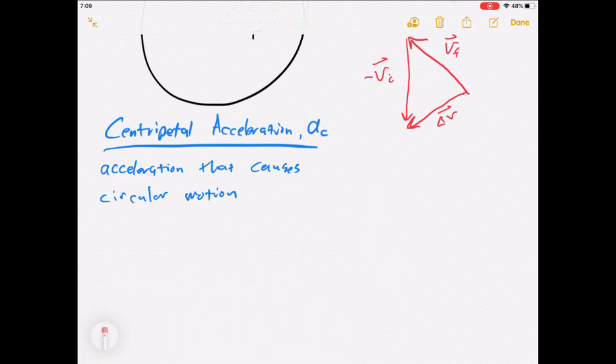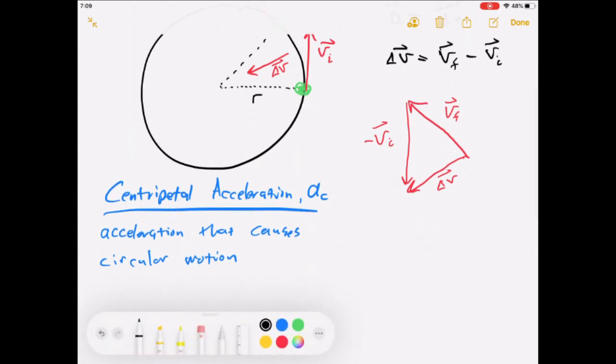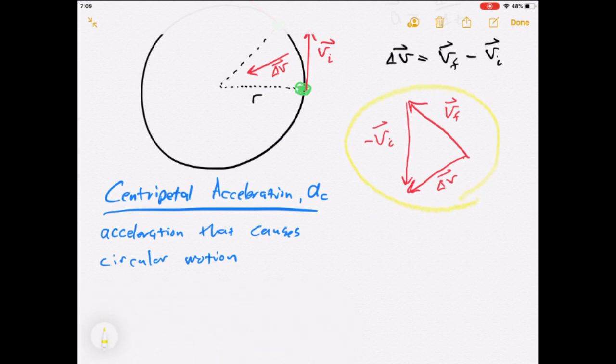Fabulous. How big is that centripetal acceleration? There should be a number for it, right? How do I calculate the size of centripetal acceleration? Well, we're halfway there. So I have an isosceles triangle here. It almost looks equilateral, but it's not. So this is isosceles, right? V final and V initial are the same length. Delta V is some different length.